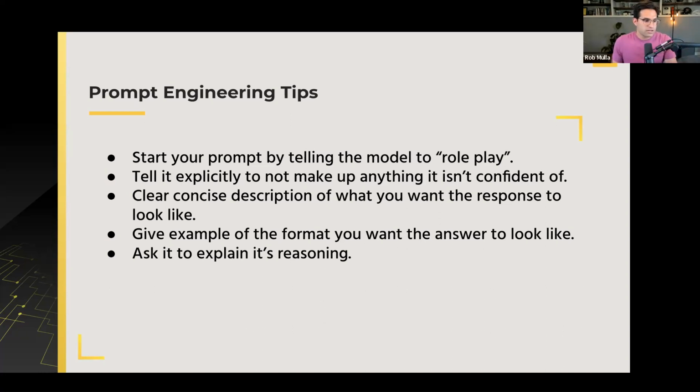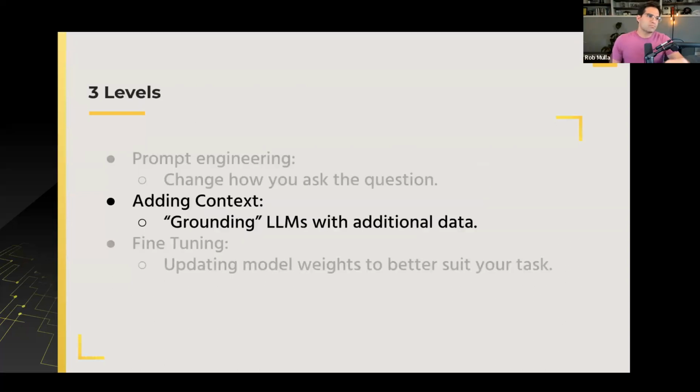you might want to start when you're prompting, asking the model to role play. So let's say that you are trying to solve a deep learning problem. You might say, you are a Kaggle Grandmaster. Explain to me how you would approach this problem. So prompting the model to be something can be helpful. Telling it explicitly not to make up anything it's not confident enough about, making it more honest, clear and concise, giving examples of what you want the output to look like, then it will know how to output it. And also asking the model to explain its reasoning can be helpful, because then you understand why it gave you the answer it did, at least to a little bit more extent than what you would have just asking it straight up. Okay, so that's pretty basic.